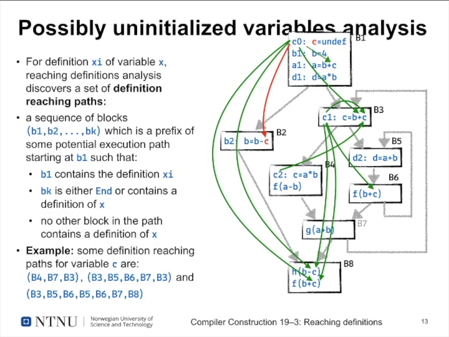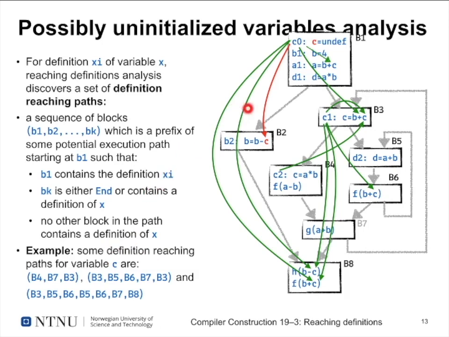So for definition xi of a variable x, reaching definition analysis discovers a set of definition reaching paths. Essentially this is a sequence of blocks b1 to bk, and these are a prefix of a potential execution path that starts at b1, so that b1 contains the definition xi, like up here. bk is either the end or contains another definition of x, and no other block in the path contains a definition of x.